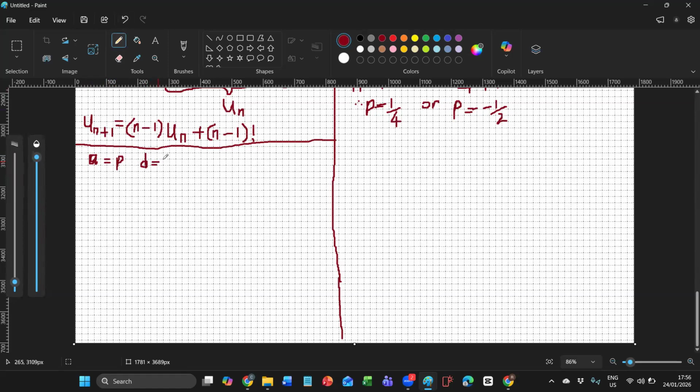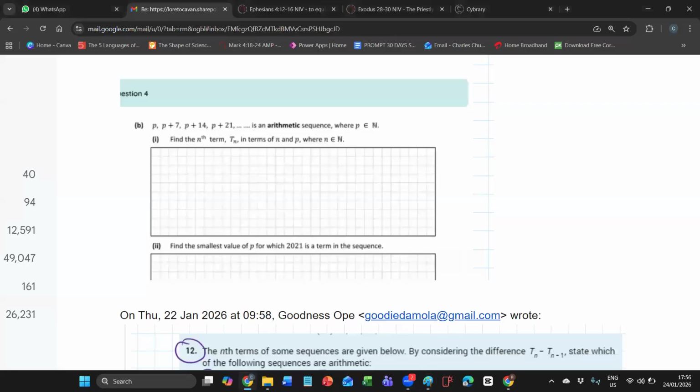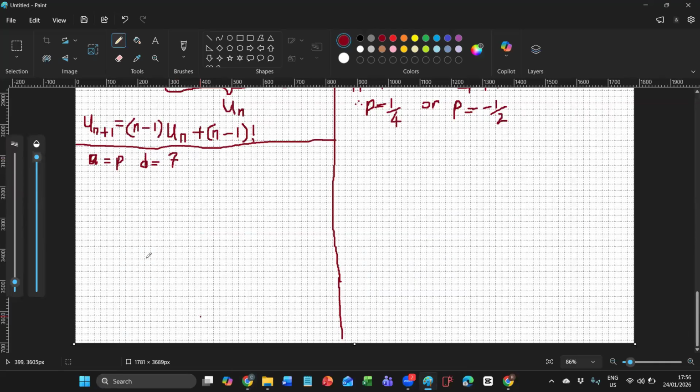Now, you are wondering why did we take this approach? Because of what the question wants us to find out. The question wants us to find out the nth term. So that means that's the term that will generate all the other terms, and find it in terms of n and p. They've already told us that n is a set of natural numbers, so we should be careful. We should not have anything that is negative.